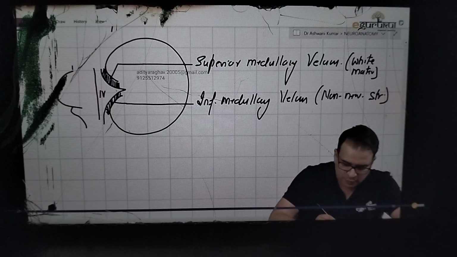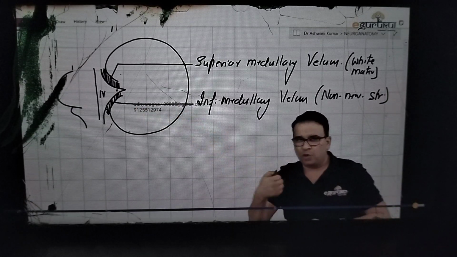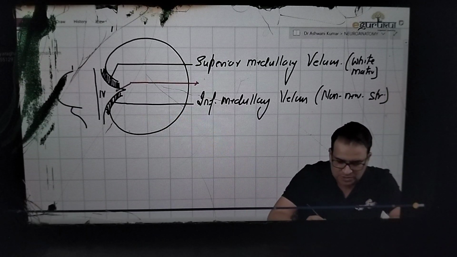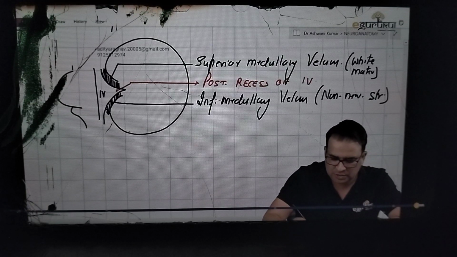And what else you can appreciate is that between the superior and the inferior medullary velum, the fourth ventricle is extending backward toward the core of the cerebellum, and that is called the posterior recess of the fourth ventricle. This is the posterior recess of the fourth ventricle.